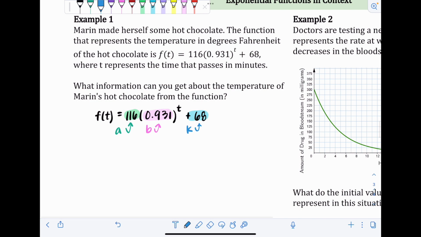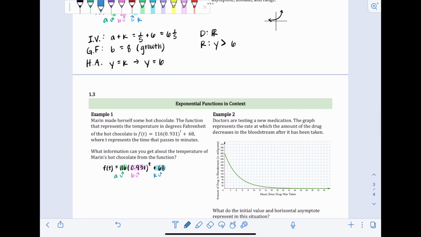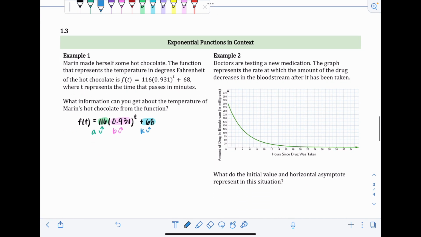Okay, so I'm going to go through almost in the same order as we did up here, where it was just the function itself. So first we'll find the initial value. I'm going to shorten that again to IV. So the initial value is A plus K, which is 116 plus 68, which is 184 degrees. So that means that the temperature of the hot chocolate starts off at 184 degrees.